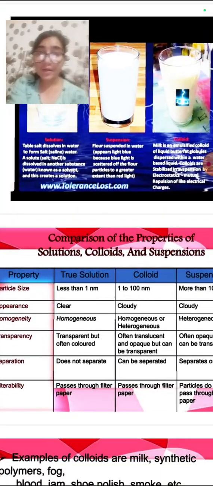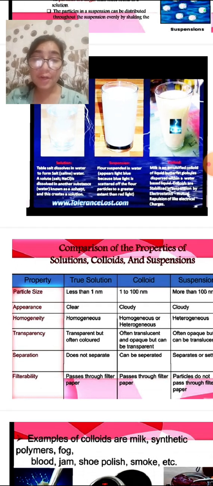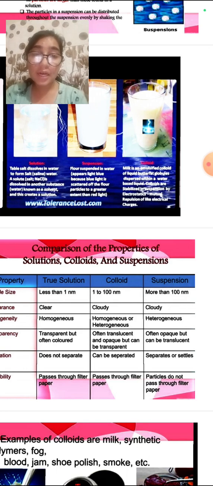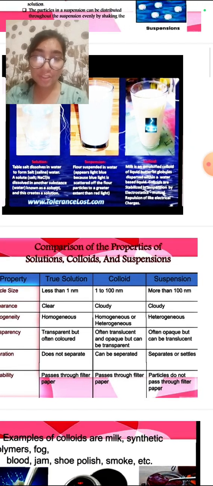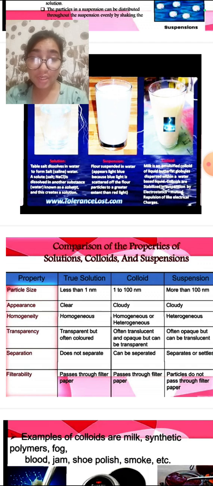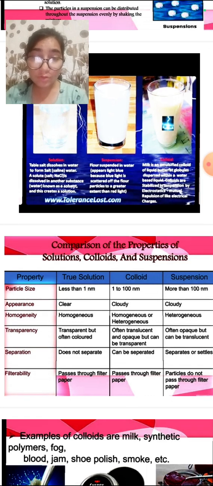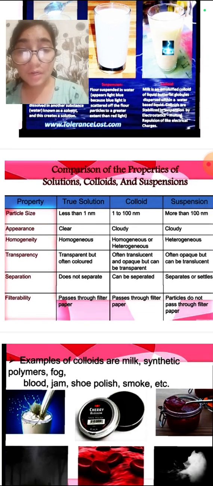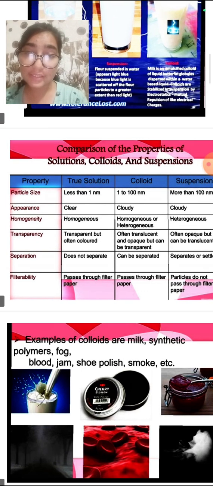Now, comparison of the properties of solution, colloids and suspension. Property: particle size. In a true solution, less than 1 nanometer; colloid, 1 to 100 nanometers; and more than 100 nanometers in suspension. Appearance: clear, cloudy, and in suspension also cloudy. Homogeneity: homogeneous, or heterogeneous. Transparency: transparent but often colored, often translucent, and opaque but can be transparent, often opaque but can be translucent. Separation: does not separate, can be separated, or settles.